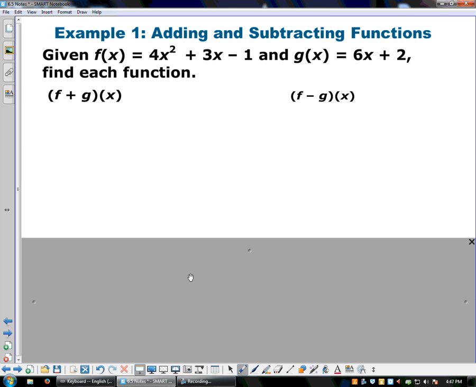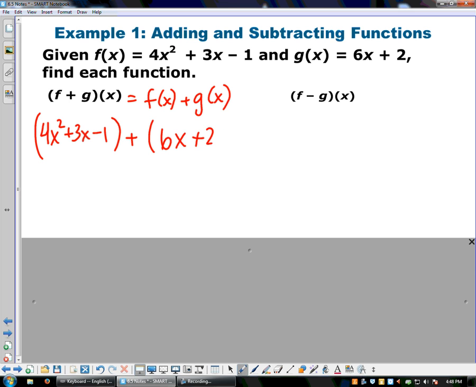So our first example here, we are going to jump right into adding and subtracting. So given f of x equals 4x squared plus 3x minus 1 and g of x equals 6x plus 2, we're going to find each function. So I'm going to start you off with the first one here, f plus g of x. So this really means take the function f of x and add it to the function g of x. So we will have 4x squared plus 3x minus 1, there's f, and I'm going to add to this the function g, which is 6x plus 2.